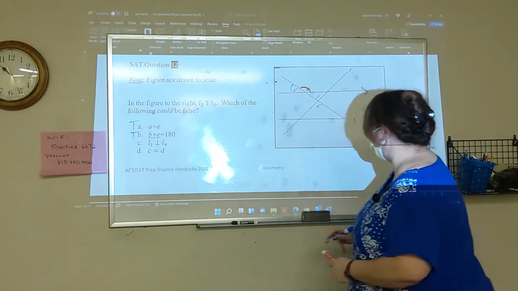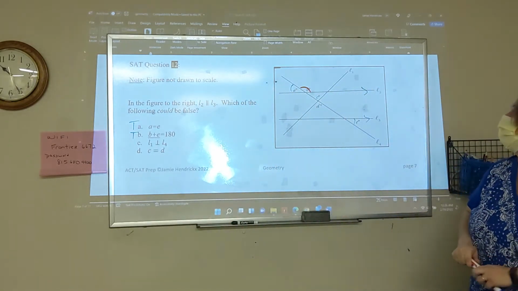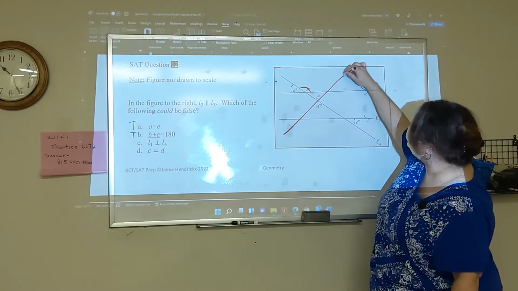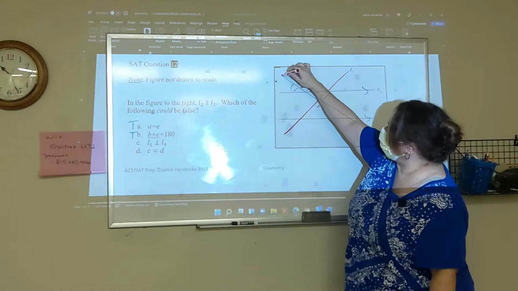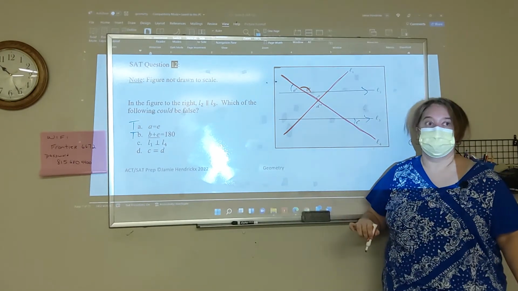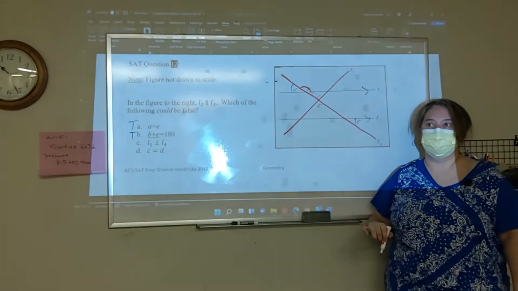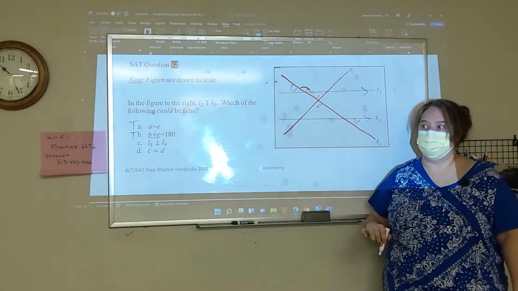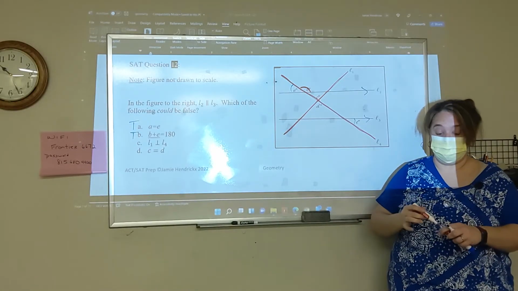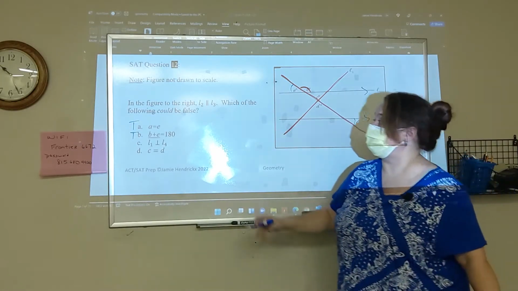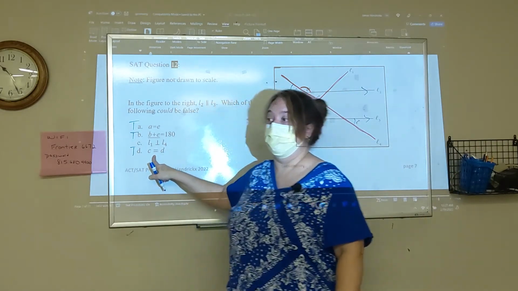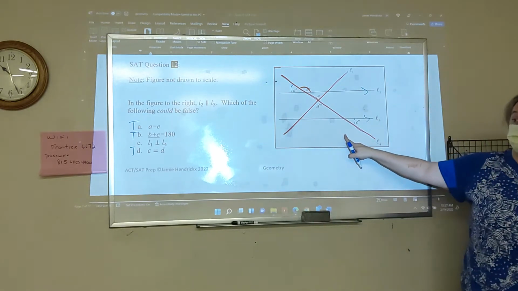Line 1 is perpendicular to line 4. Let's find those. Here's line 1, so that's this guy. Here's line 4, there's that guy. How do I know that they're perpendicular? What do I know about C and D? I know C and D are equal, so I know that one's true. Those are vertical angles. But does that make these perpendicular?